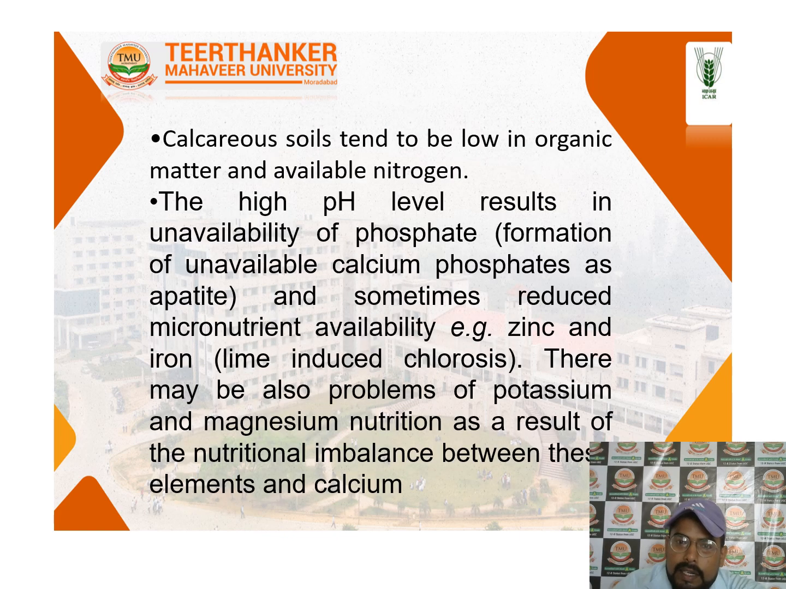Productive lands in calcareous soil have low organic matter in the parent materials and low nitrogen availability. The high pH of the soil results in the unavailability of phosphate and the formation of calcium phosphate, and sometimes reduced micronutrient availability like zinc and iron, causing chlorosis. There may also be problems of potassium and magnesium nutrition imbalance.